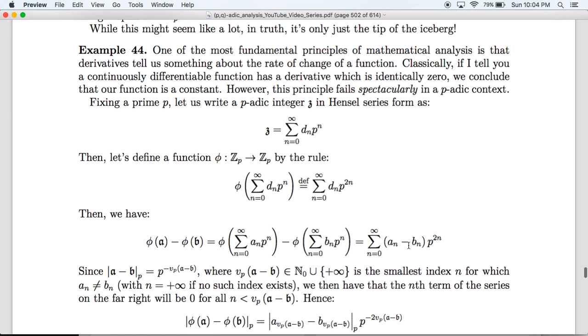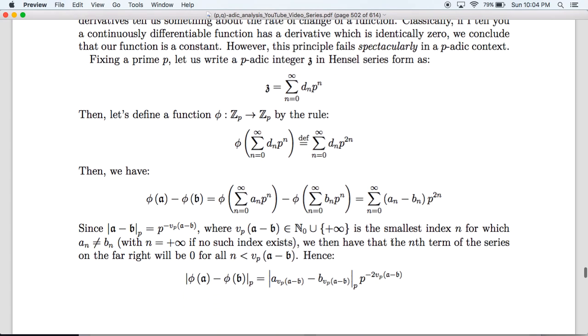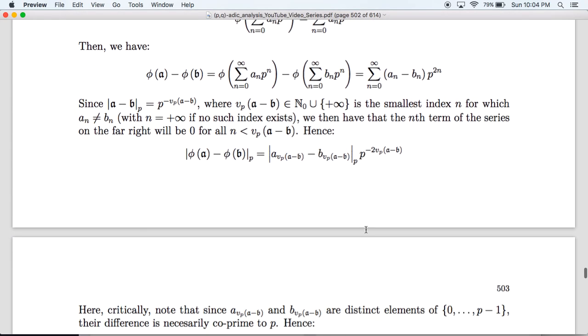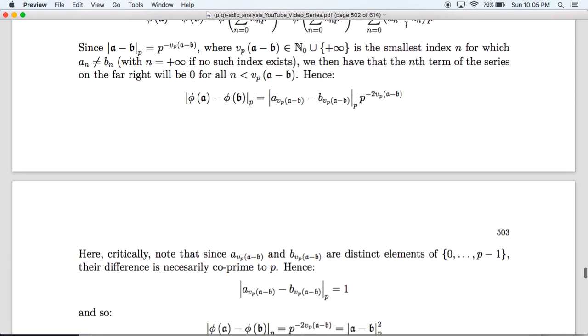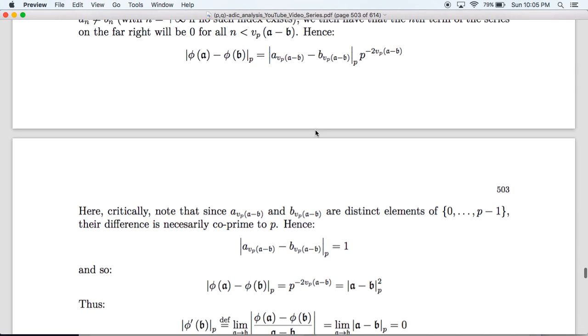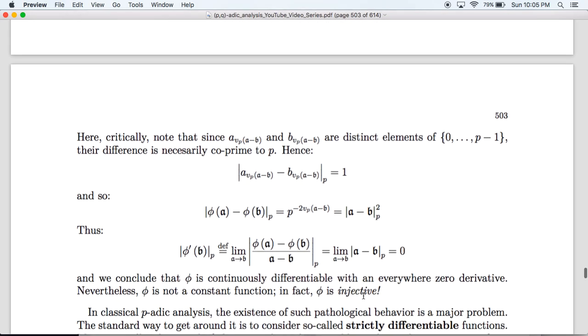And so we note that a_n minus b_n is going to be 0 for all n less than the p-adic valuation of a minus b. And so in particular, this is the smallest value of n for which a_n is not equal to b_n. And so in that case, we get this here. And here, critically note that since these coefficients are distinct elements of 0 through to p minus 1, their difference is necessarily co-prime to p. Absolute value of a minus b.